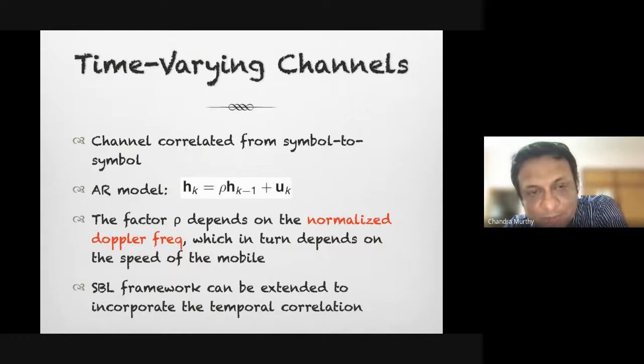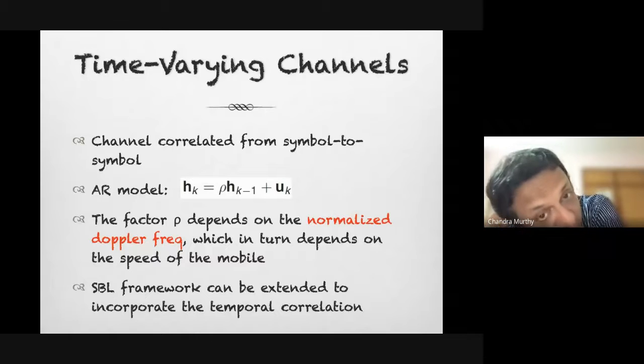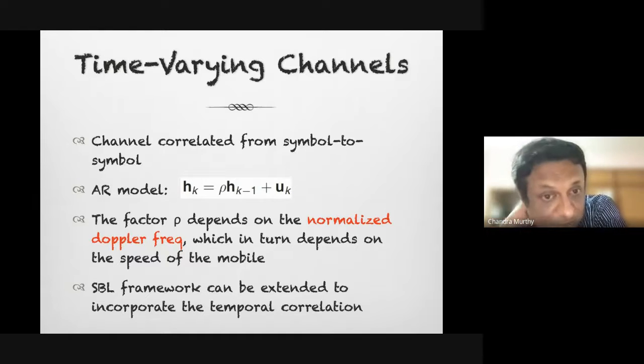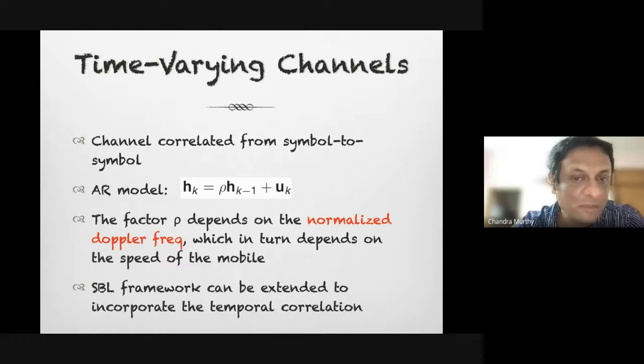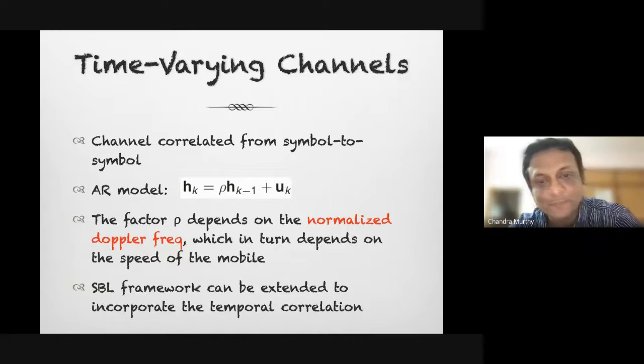Okay, now coming to time varying channels. Like I mentioned, if the channel is time varying, the channel is correlated from symbol to symbol. A popular model is that of the autoregressive model, where the channel at time k is written as rho times the channel at time k minus 1 plus an innovation term u_k.